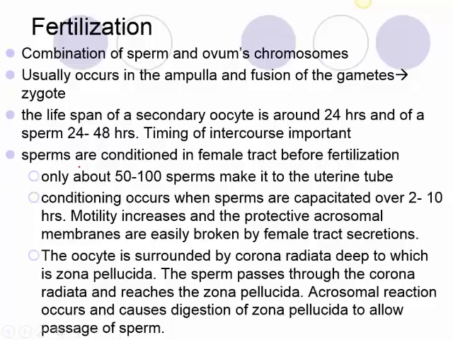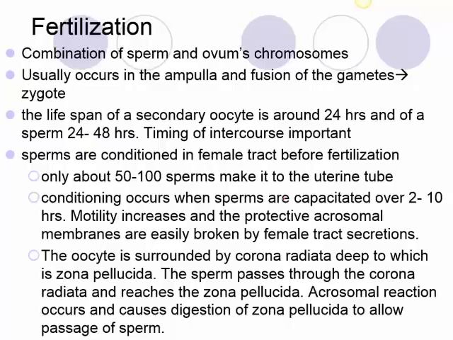Remember, I told you that the sperms become fully motile only when they get into the female genital tract. When the sperms are deposited in the female genital tract, a process called conditioning occurs. Here the sperms undergo what is known as capacitation. Their motility increases, and they have membranes covering them.